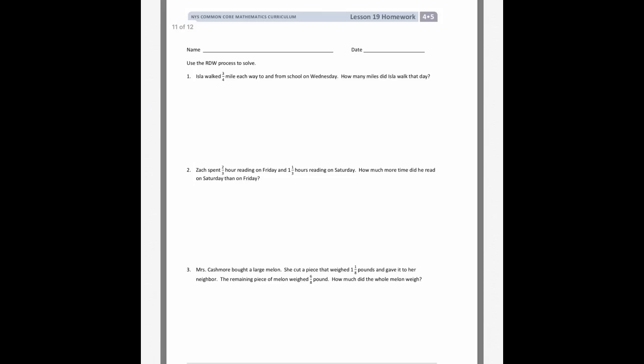Hey guys, I'm going to be working on lesson 19's homework with you tonight, and it's all word problems, so buckle in. Alright, first it says to use the RDW process to solve, which stands for read, draw, and write. So first we're going to read each problem, we're going to draw a picture that might help us solve it, and then we're going to write an equation and solve to figure out the answer.